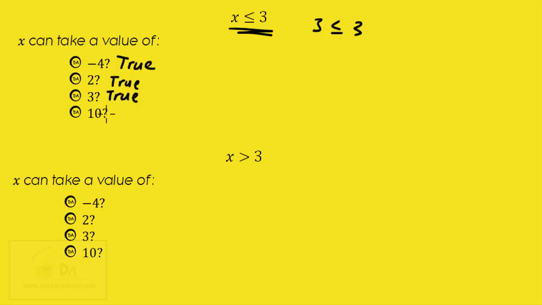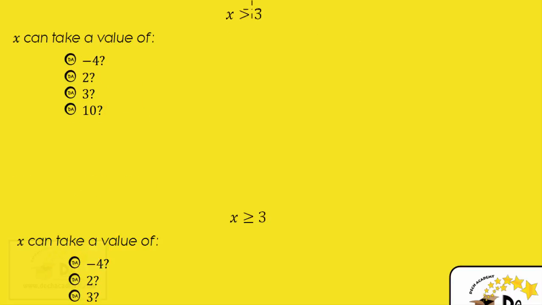X can take a value of 10. Is 10 less than or equal to 3? No, 10 is actually greater than 3, so false. X cannot be 10 because 10 does not satisfy this equation. 10 is not less than or equal to 3. This is false.